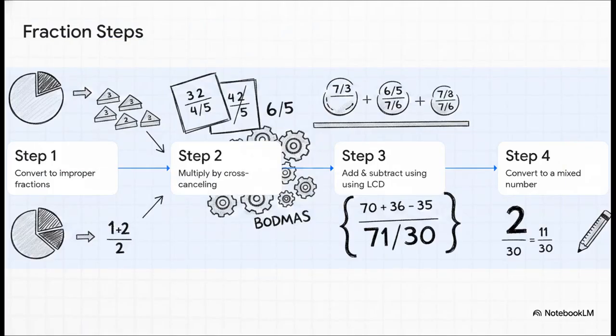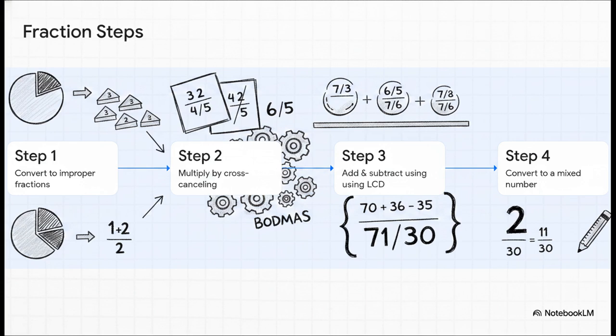Let's execute our structured dismantling of this equation. Step 1, convert those mixed numbers over to improper fractions. 2 1/3 becomes 7/3. 1 1/2 becomes 3/2. 1 1/6 becomes 7/6. All right, step 2, look at our BODMAS blueprint.